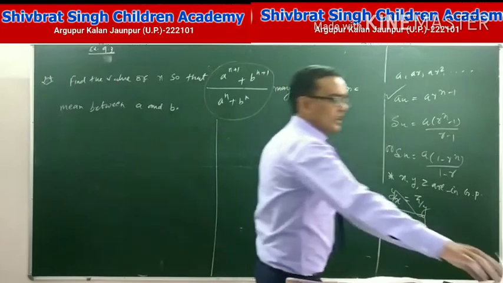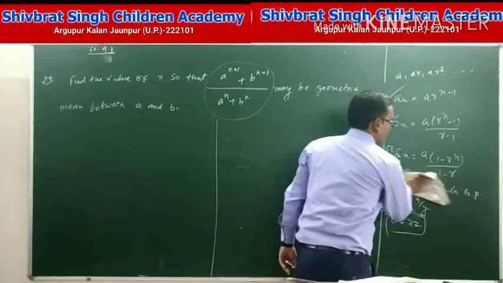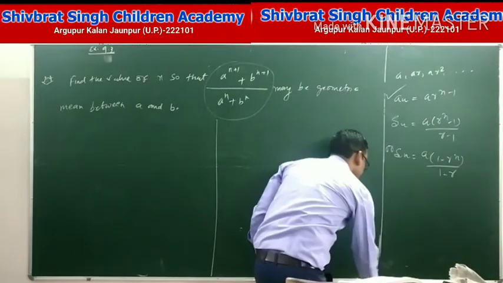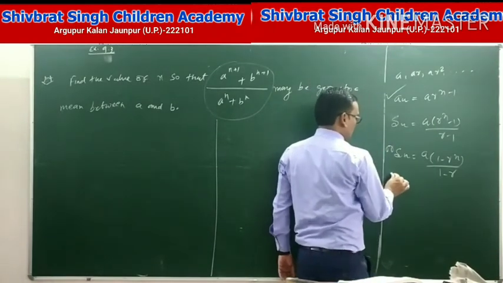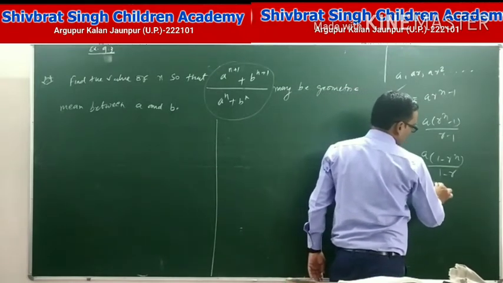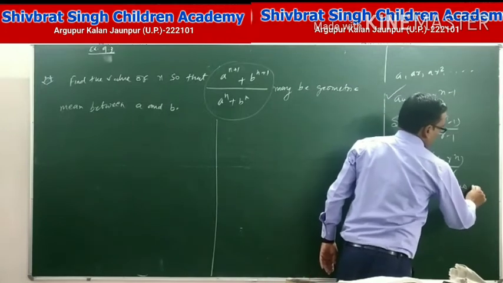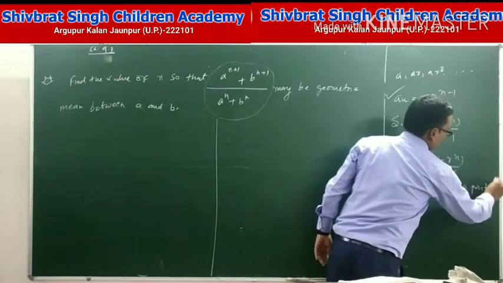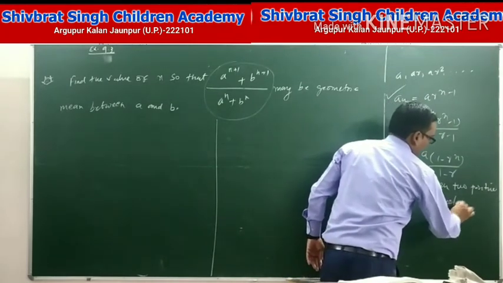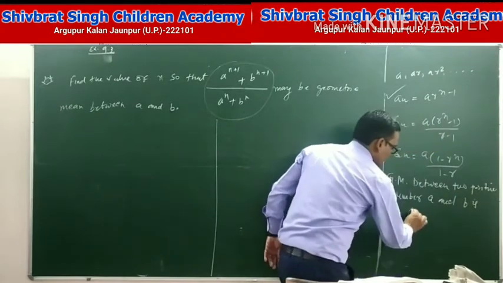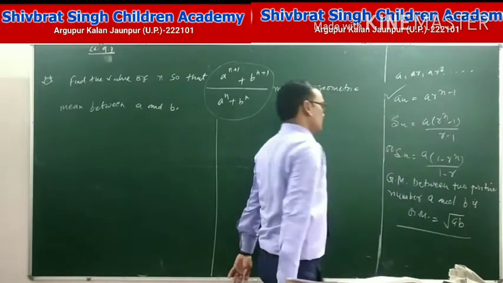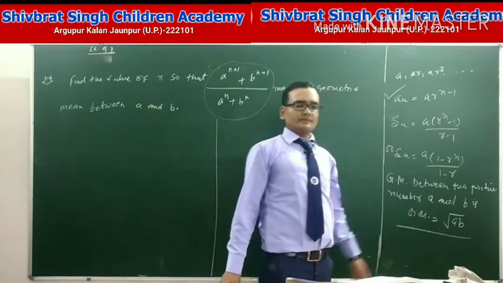Student, we have learned about the geometric mean. The geometric mean between two positive numbers a and b is GM equal to square root of ab. We use this formula.